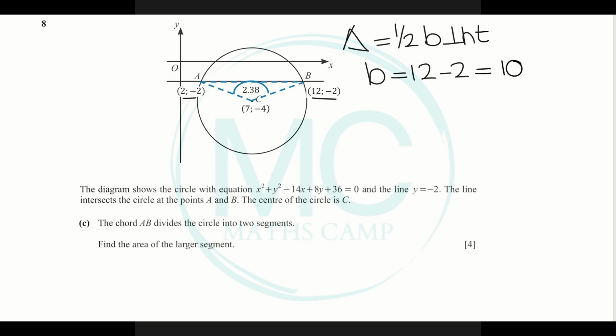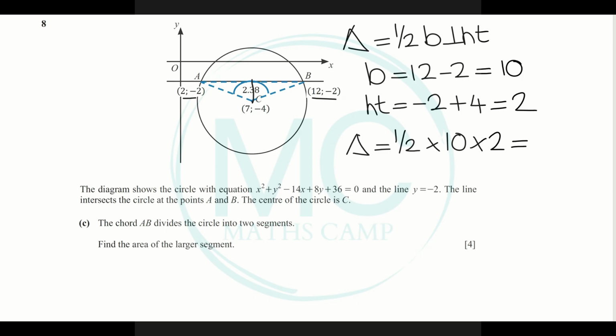For the height, we need to look at the distance between the line AB and the coordinate of C along the y-axis. So we can say the height is equal to -2 minus -4, which gives us 2. Now we've got enough information to find the area of the triangle. The area of the triangle is equal to 1 over 2 multiplied by the base, which is 10, multiplied by 2, which gives us an area of 10 units. Now we have the area of the triangle and the area of the major sector. Let's say plus 56,6, which means the total area of the larger segment has to be 66,6 units.